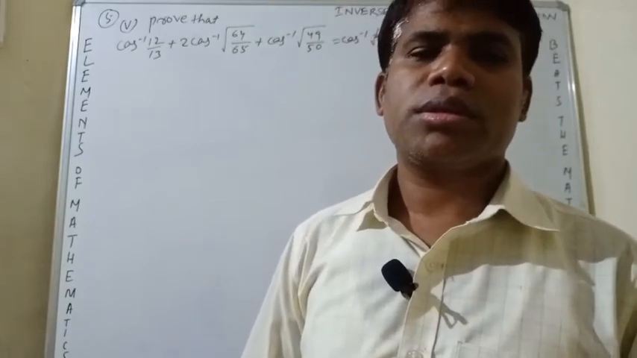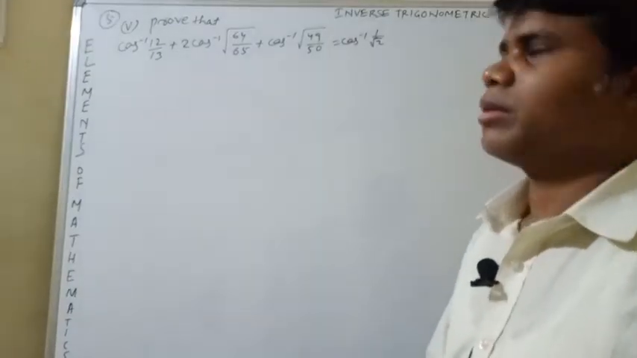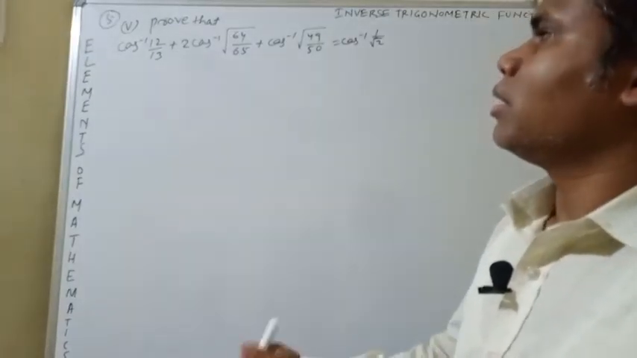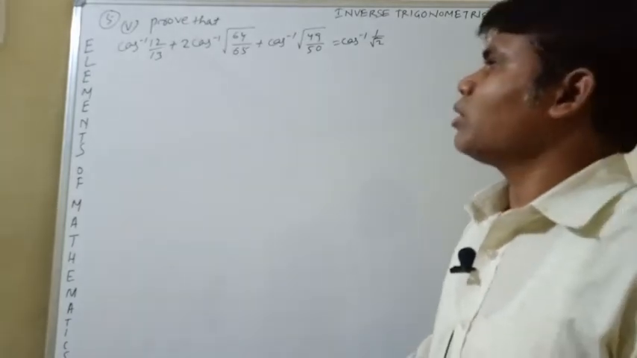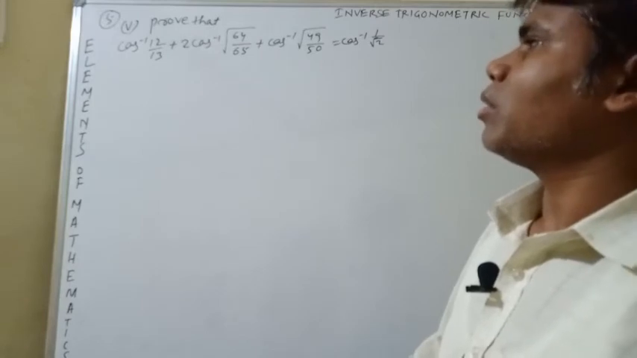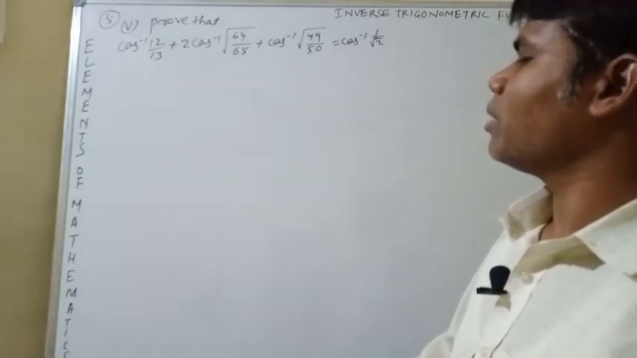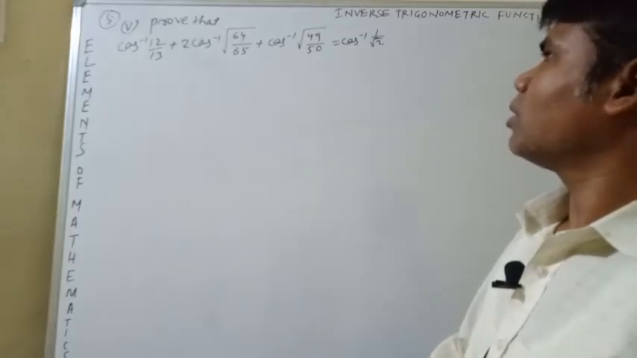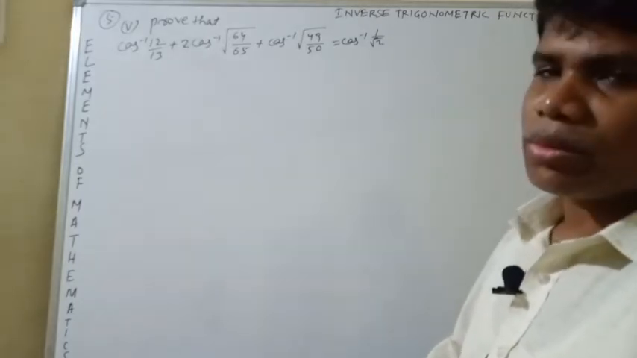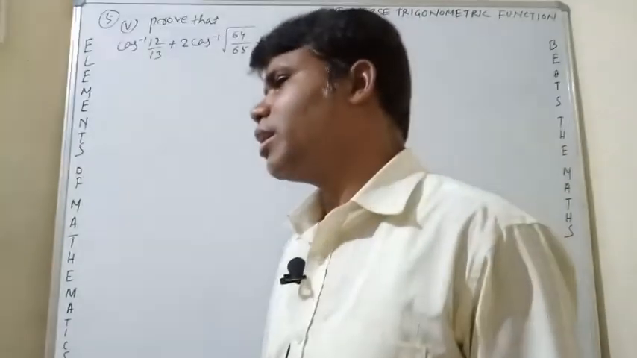Today I need to discuss a problem of inverse trigonometric functions. The question is: prove that cos inverse 12/13 plus 2 cos inverse root over 64/65 plus cos inverse root over 49/50 is equal to cos inverse 1/root 2. You take the LHS.